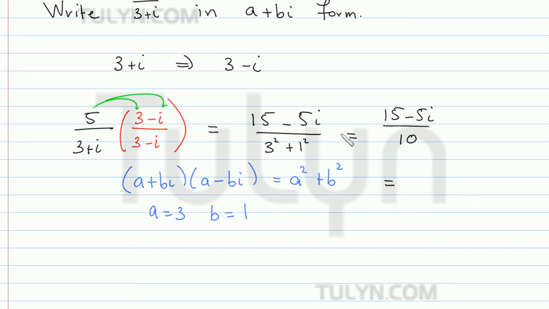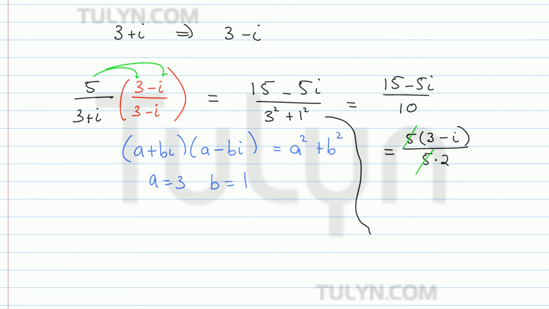Well, we can factor out a 5 from the numerator and the denominator. So 5, what's left over is 3 minus i, and 10 can be written as 5 times 2. So now, since there's a 5 that we factor out of the numerator and the denominator, we can cancel these out. So what's left is 3 minus i over 2.